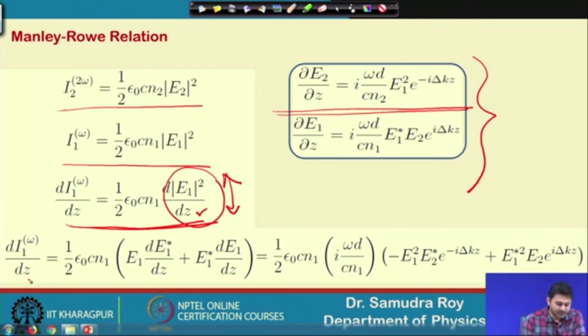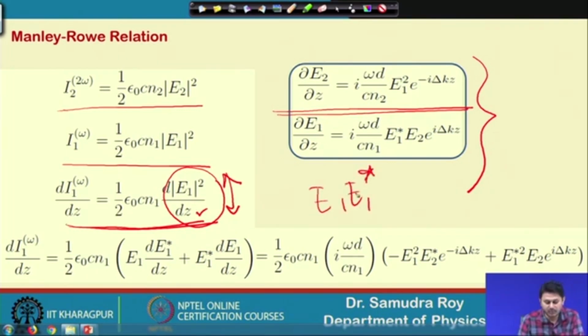Obviously, if E1 is not a function of z, then dI1/dz is basically 0, because there is no change of I1, but here we are considering that change also. So, what is the value of this derivative? E1 squared is nothing but E1 E1 star.